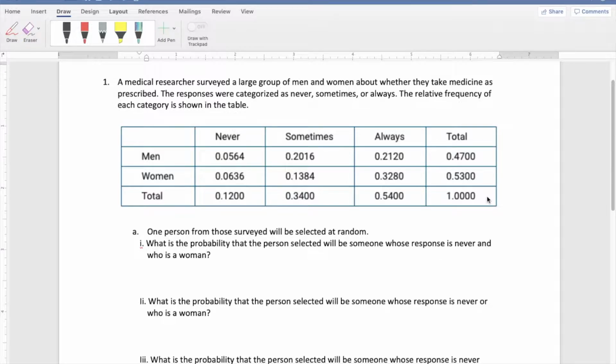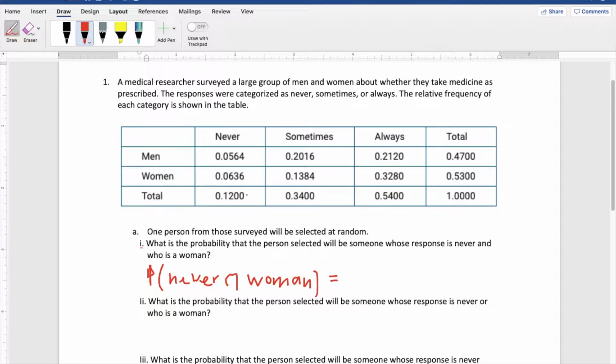So on part A, we're finding three different probabilities. Part one of part A, what is the probability that the person selected will be someone whose response is never and who is a woman? So this would be probability of never and woman.